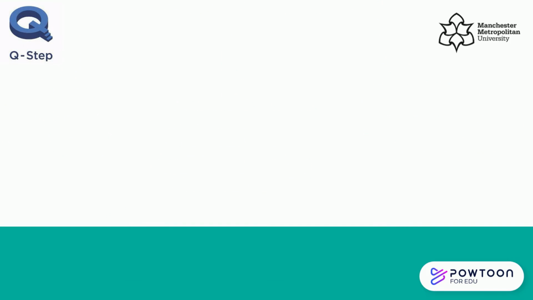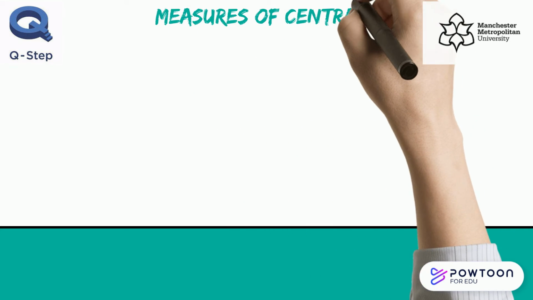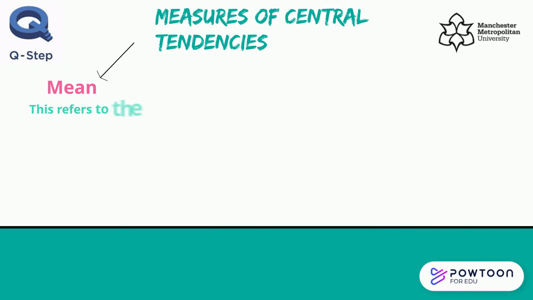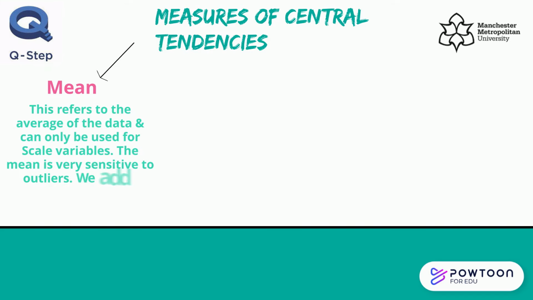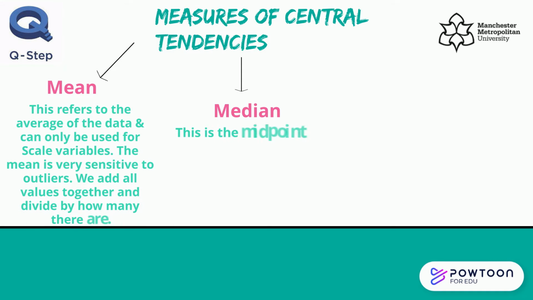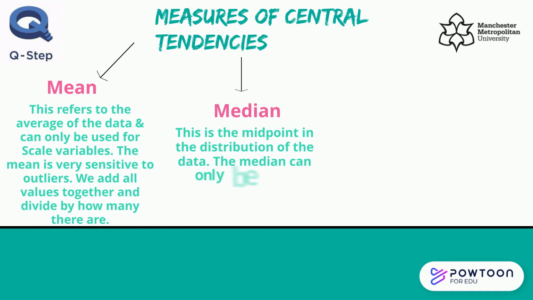Here we have our measures of central tendencies. We have the mean, which refers to the average of the data. The mean is very sensitive to outliers and can only be used for scale variables. Then we have the median, which is the midpoint in the distribution of the data. The median can only be used for ordinal and scale variables.